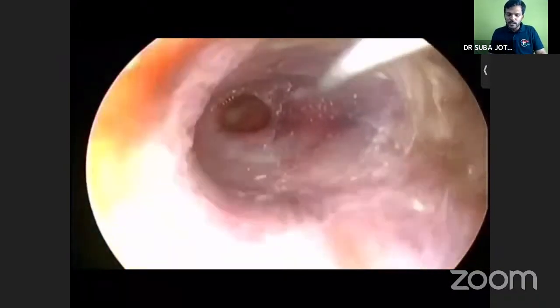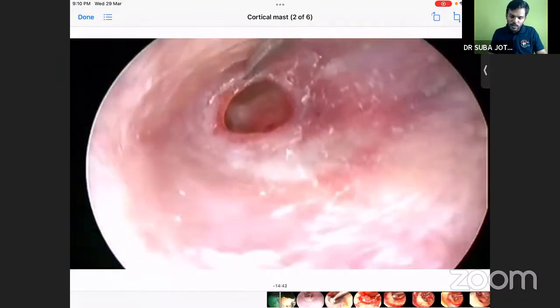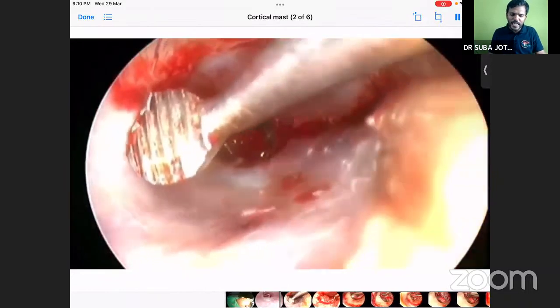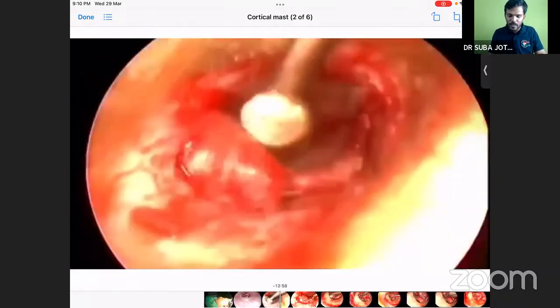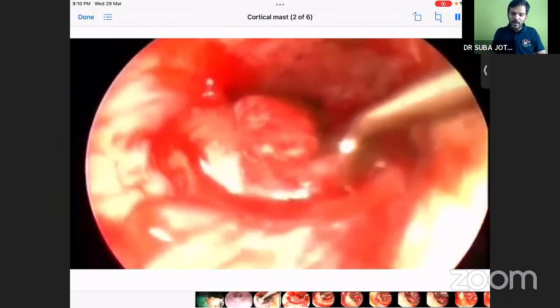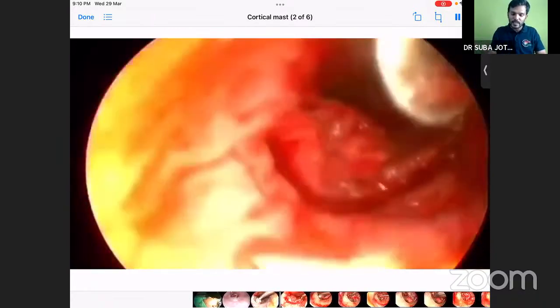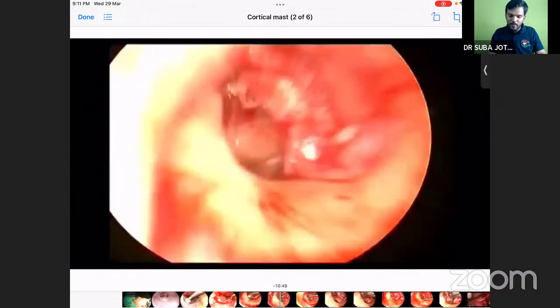So this patient is having a perforation. I'm just going to freshen the margins of the perforation. I am elevating the tympanomeatal flap. This is how we will elevate the tympanomeatal flap. This tympanomeatal flap is the blood supply for the graft we are going to place over there. Can you see? We have completely elevated the tympanomeatal flap.